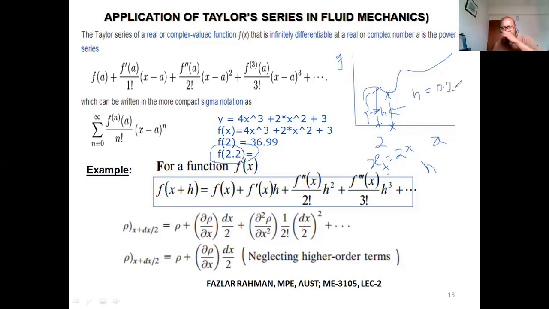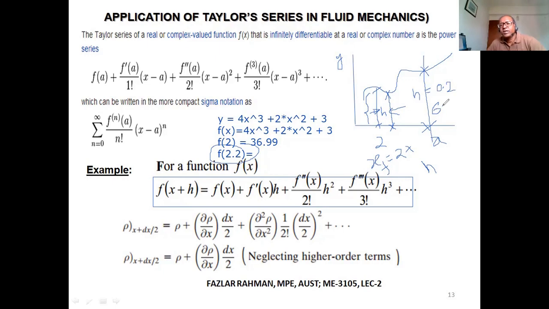This is the Taylor series: if you have a value at a certain point, you can easily figure out the value of a function a small step away. Say, for example, you need to figure out the value right over here. Say this is x equal to 6. Now what will you do? If you directly put h equal to 4, you will get the wrong result.